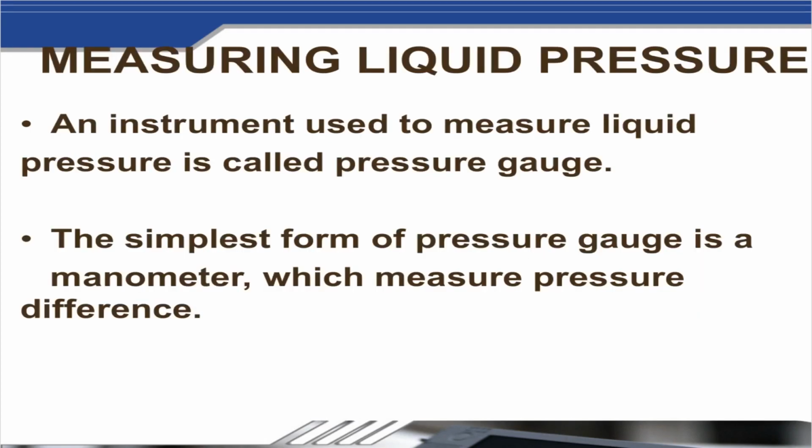Measuring liquid pressure. How can we measure the liquid pressure? An instrument used to measure liquid pressure is called the pressure gauge. The simplest form of pressure gauge is a manometer which measures the pressure difference.